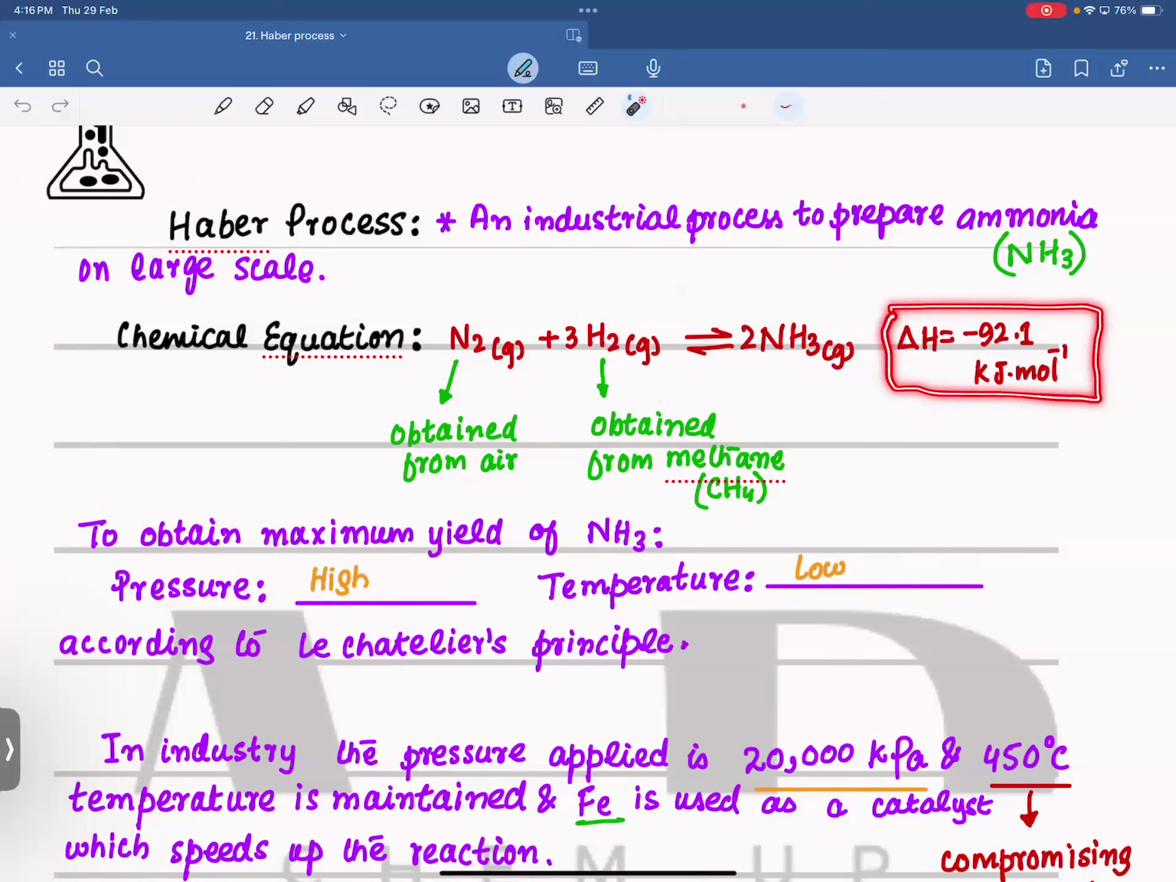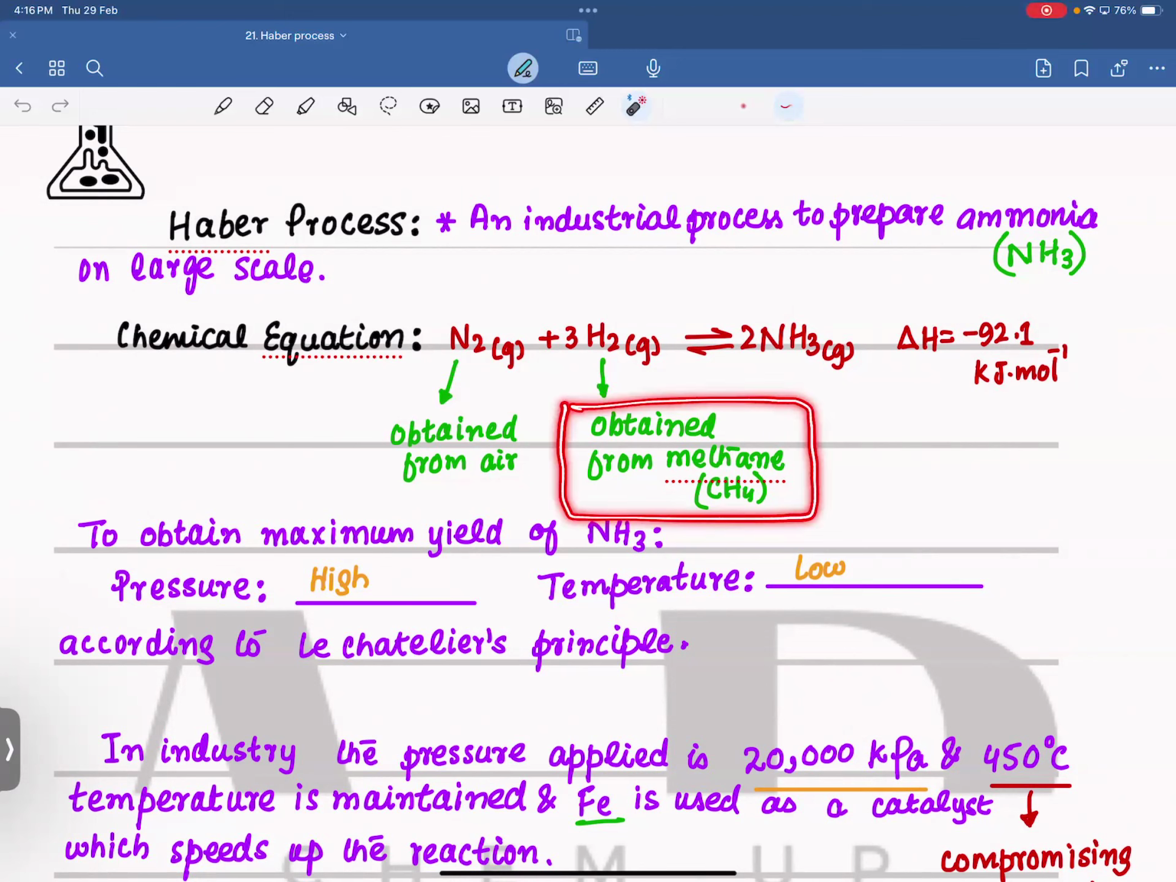Now you must know where we got these two reactants, the raw materials. Nitrogen is obtained from the air. We do the fractional distillation of air to separate nitrogen from it. And from methane, we obtain hydrogen gas by cracking methane.